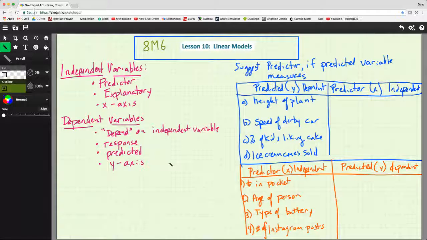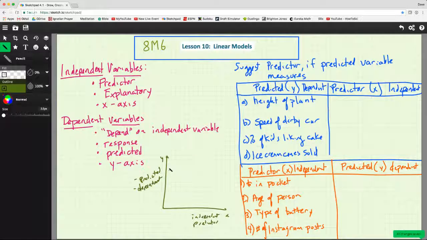So again, I'll draw a little chart over here and remind you that this is the predicted, this is the Y, and this is also called the dependent variable. And over here is our X, which is our independent, also our predictor. So right now we're going to say, if we want to figure out the height of a plant, let's say we're going to make that in inches, how high can a plant grow in 3 months?